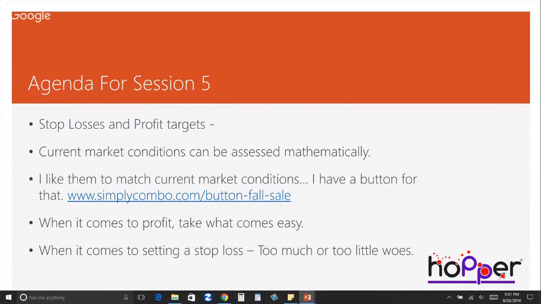All right, this is the agenda for tonight's session. It should be pretty short again tonight, maybe 30 minutes. Our next session is going to be a little bit longer, to get you ready for that. Tonight we're going to talk about stop losses and profit targets, and how current market conditions can be assessed mathematically to help you decide where to place that stop loss and where to take profit.